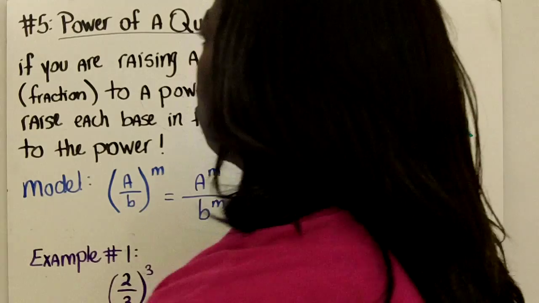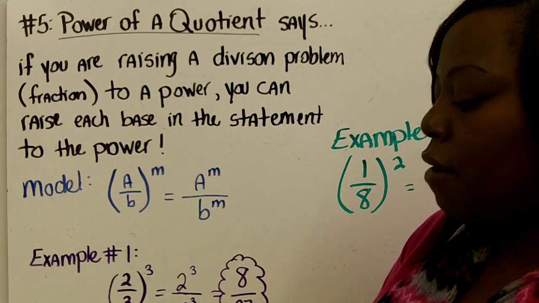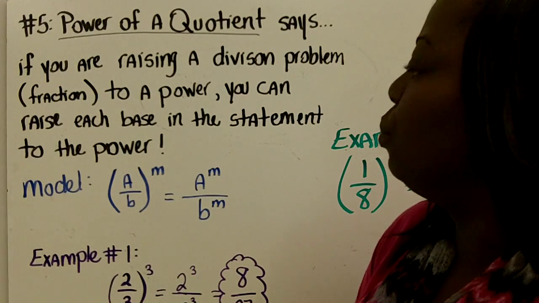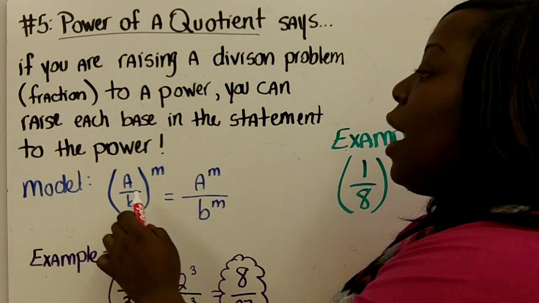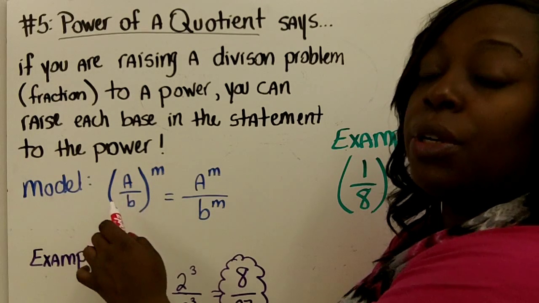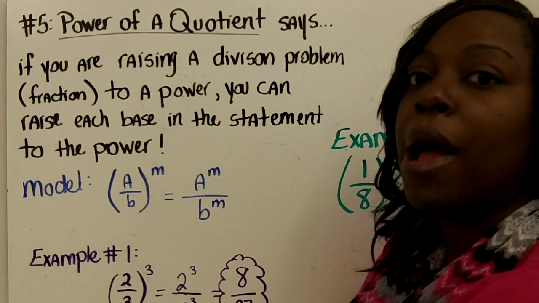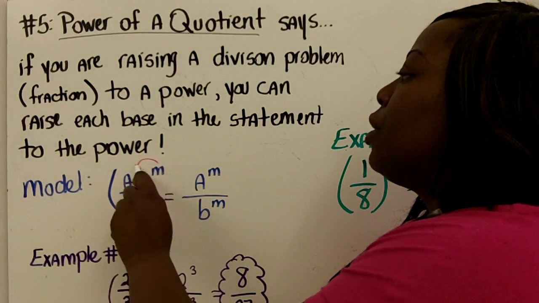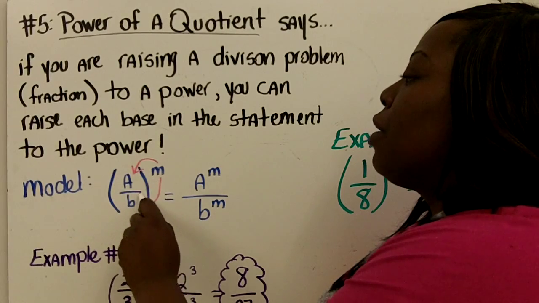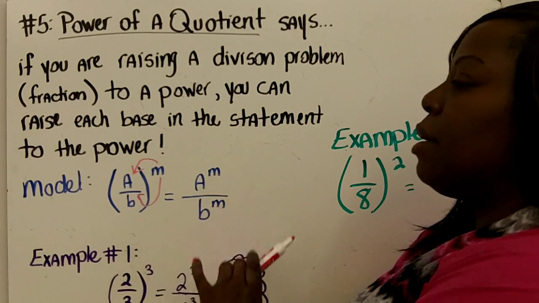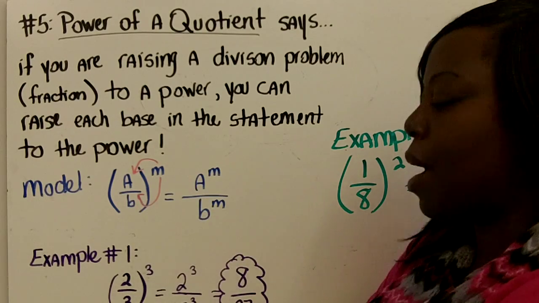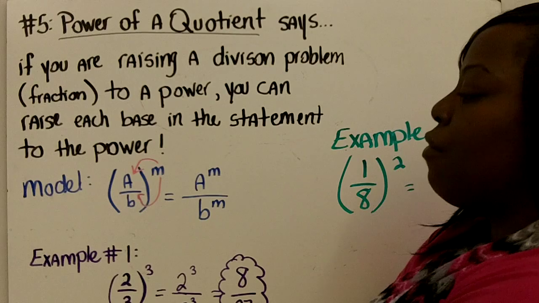The last rule we're going to talk about is our power of a quotient rule. Basically, what this rule is saying is that when you are dividing and that quotient, or the solution you get from dividing, is being raised to a power, you will simply distribute the exponent to both the numerator and the denominator, therefore equaling a to the m power divided by b to the m power.